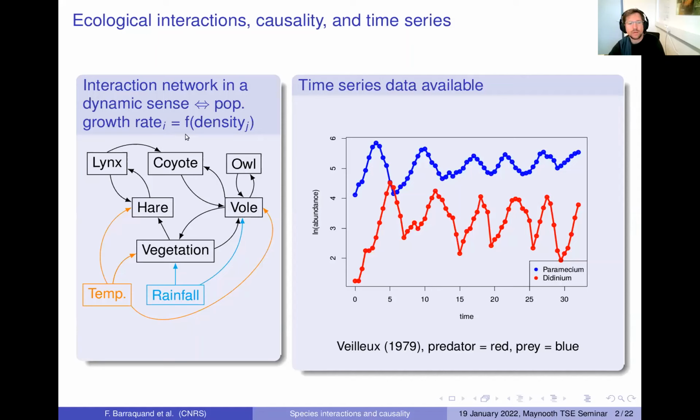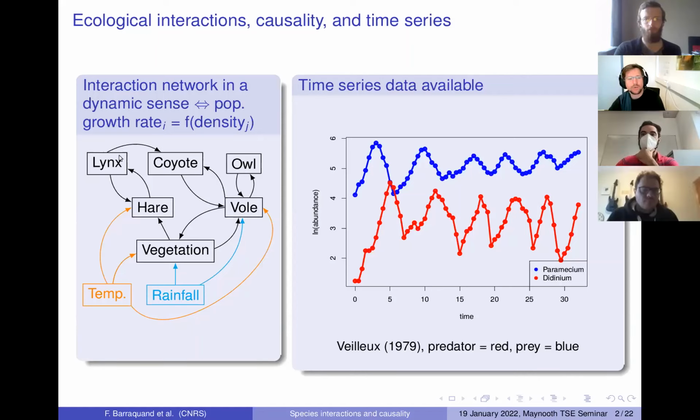So we would say, for instance, there's an interaction from lynx to coyote if the population growth rate of the coyote is affected by changes in the population density of the lynx. And that's a different thing from who eats whom. You can have a larger trophic network, for instance, but this may not necessarily affect population fluctuations. So these dynamic interactions in a dynamical system sense, we can try to infer them from time series data.